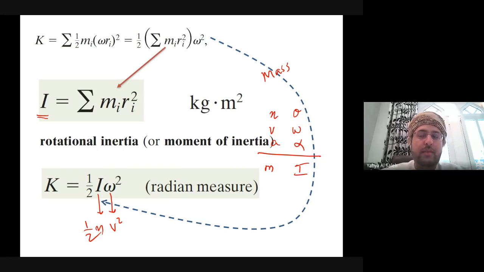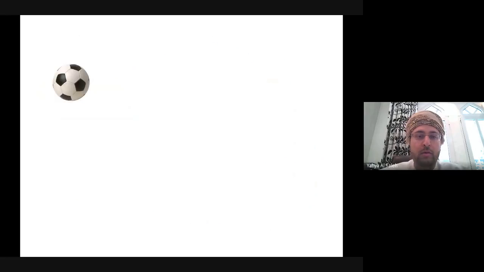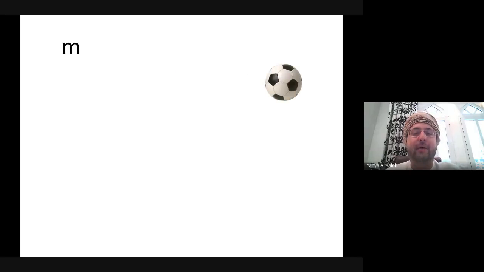So rather than summing all the points, we find what the I is, and then we can just multiply that by omega squared to find the total kinetic energy. Okay. Here's a football that goes from left to right without rotating. It has mass m, velocity v. So the total kinetic energy is half mv squared.